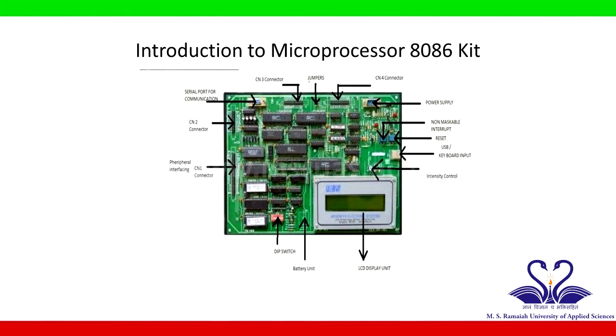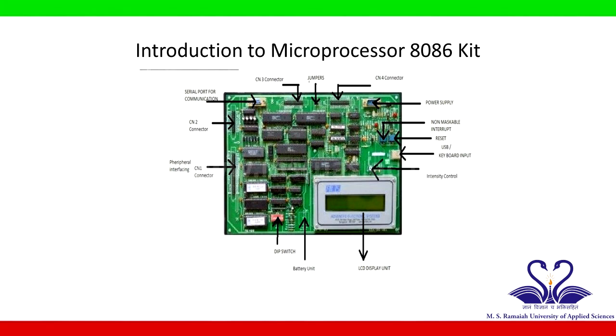This is the 8086 kit. This kit is used to interface and test various programs, interfacing kits, etc., and thereby developing an application. This kit consists of various connectors CN1, CN2, CN3 and CN4. All these connectors are used to interface various peripheral devices and interfacing kits with 8086 kit.